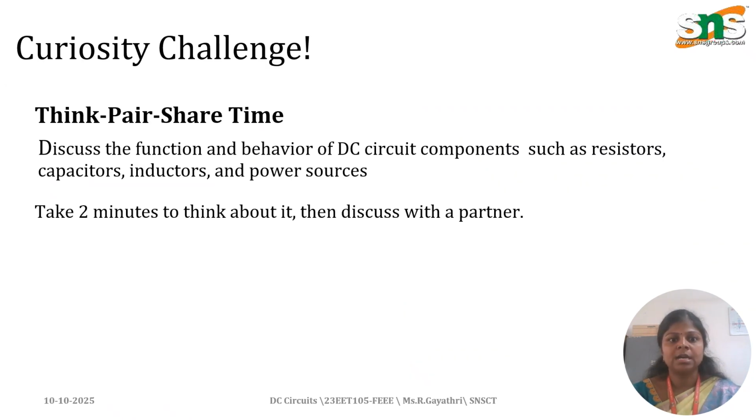Then let's have an activity related to the topic we have discussed, which is think, pair, share. Now we can form groups of four persons in a class and discuss the function and behavior of the DC circuit components we have discussed, resistor, capacitor, and inductor, and take two minutes. First, individually think about the DC circuit components, and after thinking you can share the functions and behavior of the DC circuit components.